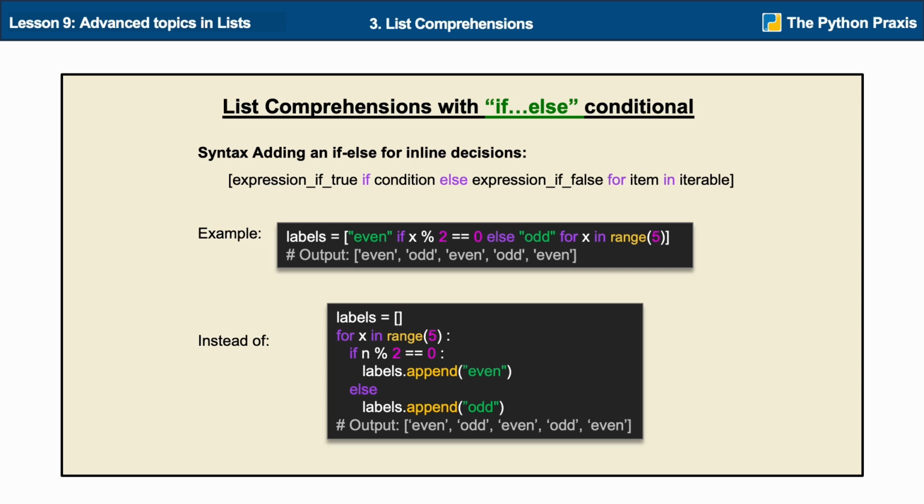In the first line, we create an empty list called labels. In the second line, we start a for loop. In the third line, we add the if condition. In the fourth line, we append the expression if true. In the fifth line, we have the keyword else. And in the sixth line, we append the expression if false.